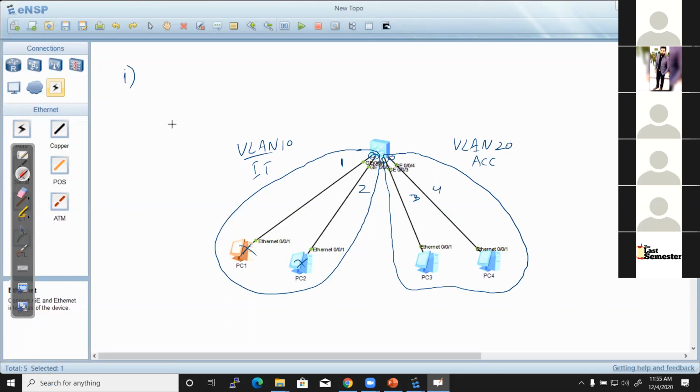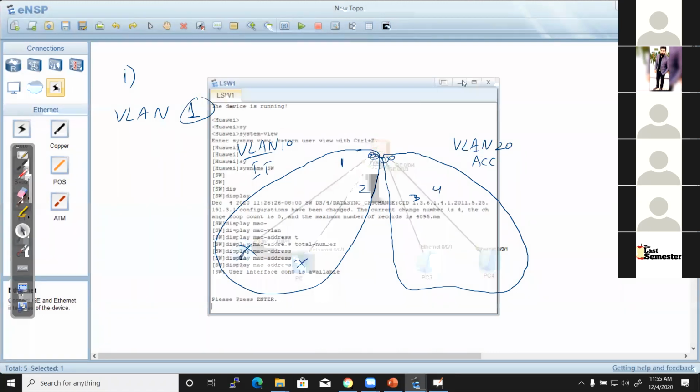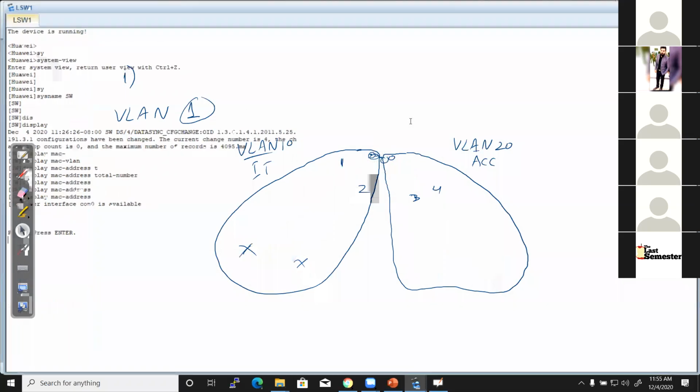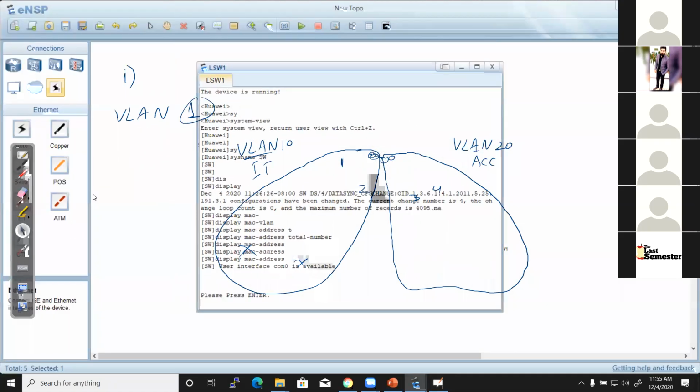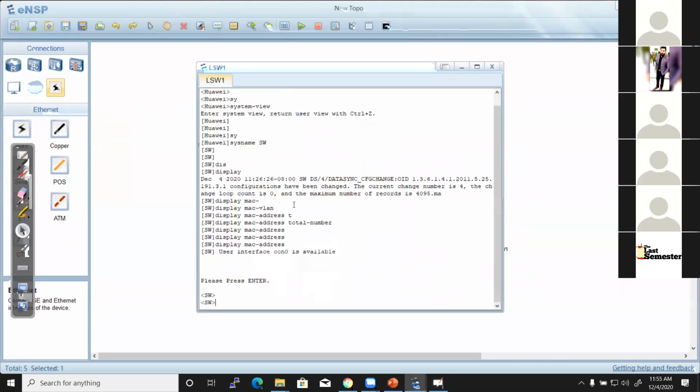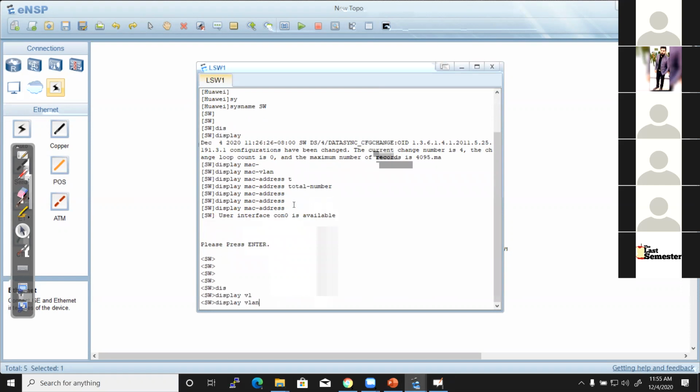And let me show you one thing. By default, there is a VLAN, which is VLAN 1, and all the interfaces, all the ports of the switch, by default, are members of VLAN 1. Let me show you. So display VLAN.